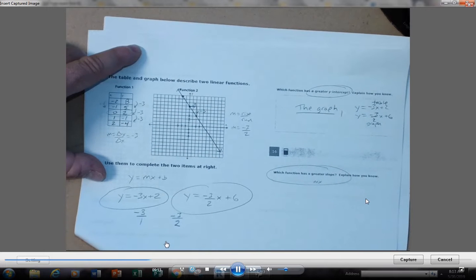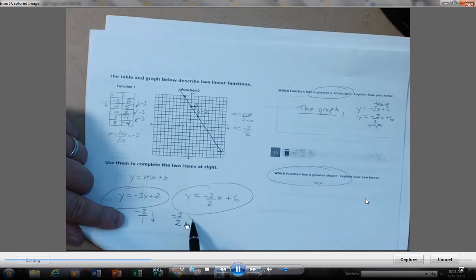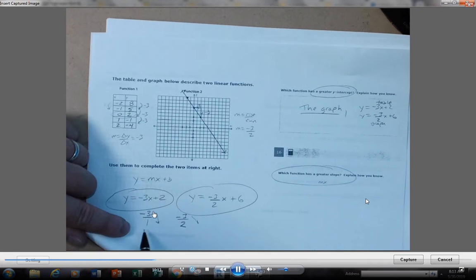But that means a negative 3 over 1 would be a steeper line because you're going over just one box when you're going down 3, where negative 3 over 2 means you're going over a little bit further before you go down 3. So that's a little less steep, a little less of a greater rate of change. This one, steeper. It's going down steeper.